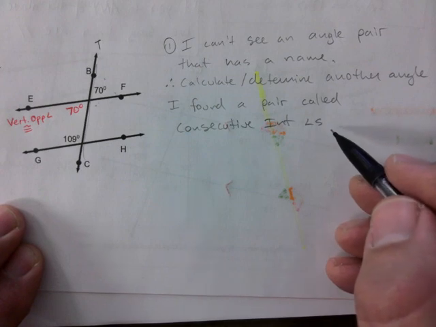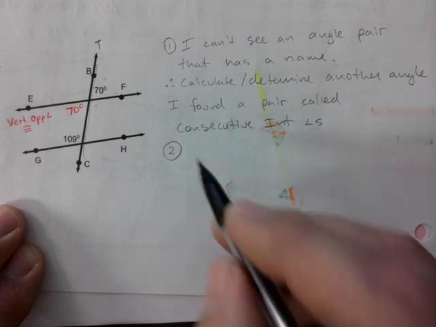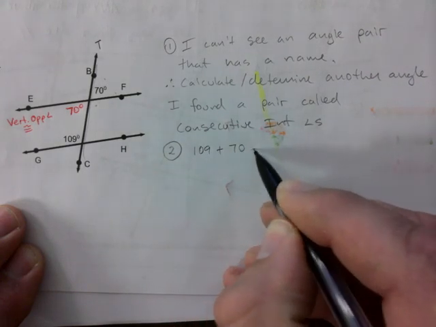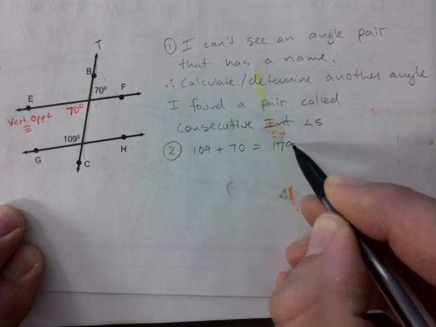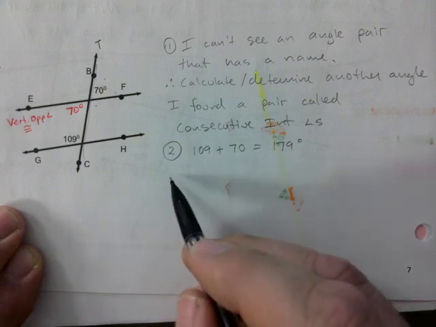What will I do next? The second step is checking the property. I'm going to check 109 plus 70 is 179. That's a problem, isn't it? It's supposed to be 180, right? But it's so close, Mr. Erickson. Let's just make it parallel. No, we can't, right? Mathematically, we can't.